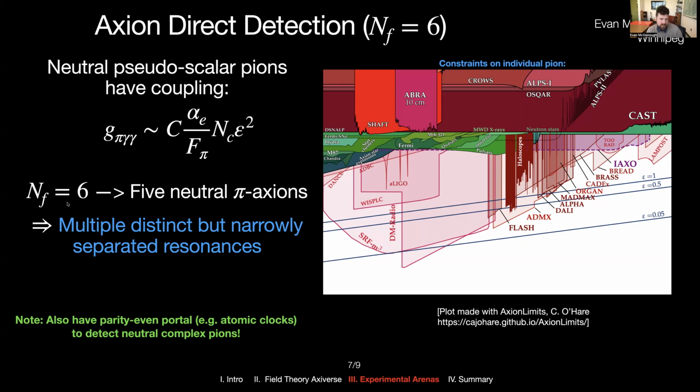In the NF equals 6 case that I was showing previously, you have these 5 neutral pions, sometimes referred to as pi axions. The characteristic feature here is that it gives you multiple distinct but narrowly separated resonances. So if I have degenerate quark masses, they're really at 2, 3, 4, 5, 6 in order of 1 single shared mass scale.